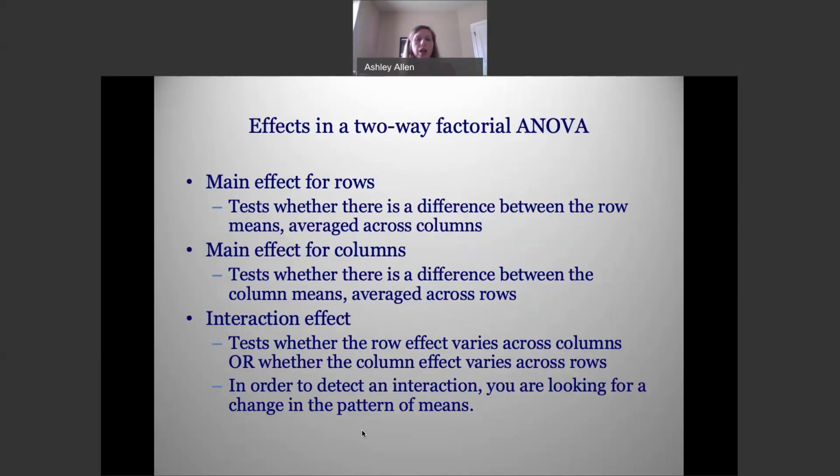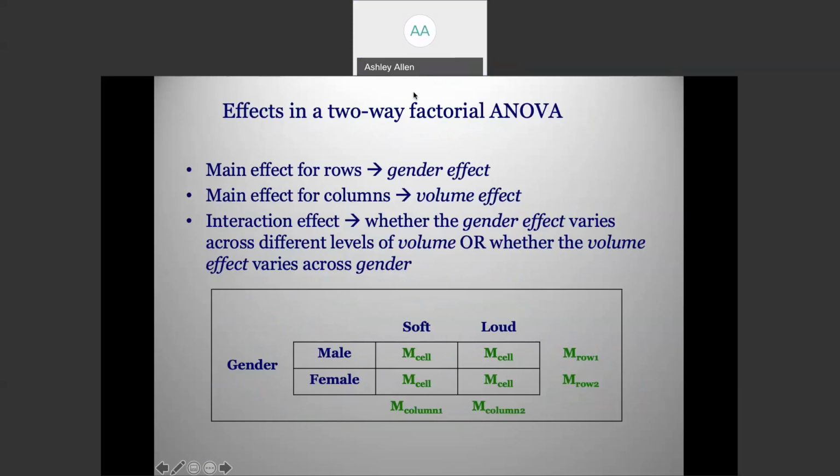I have them divided so that, if we don't know what the independent variables are, we could have a main effect for the rows and a main effect for the columns. The main effect for the rows just tests whether there's a difference between the row means averaged across the columns. And the main effect for the columns just tests whether there's a difference between the column means averaged across the rows. Like I said, we're going to see this in practice in a minute. The interaction effect tests whether the row effect varies across columns or whether the column effect varies across rows. In order to detect an interaction, you're looking for a change in the pattern of the means. And I'll be talking to you about this a lot more in a minute.